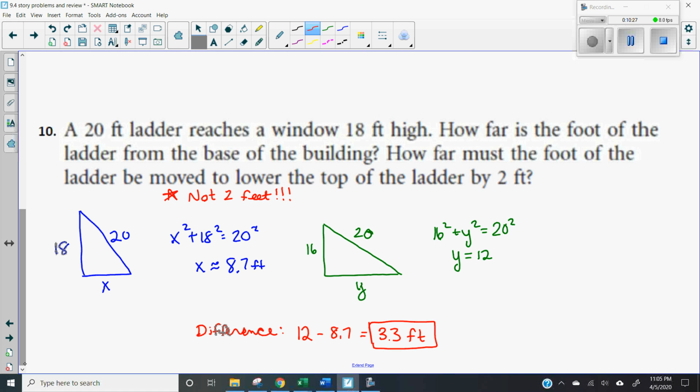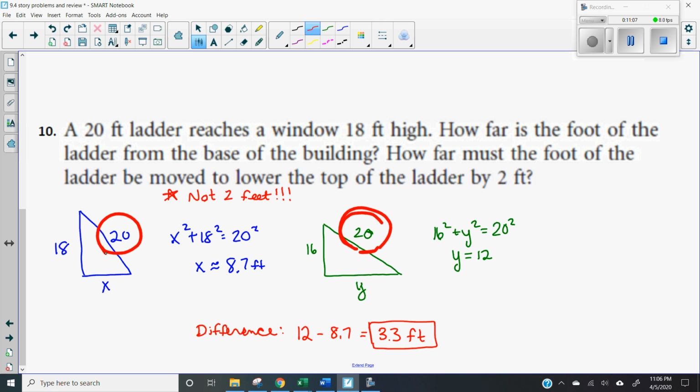And then number 10 starts out with a 20-foot ladder reaching 18 feet high. How far does it move if the ladder is lowered by 2 feet? Okay, so slightly different setup than the last one. We get, with our just original Pythagorean theorem problem, 8.7 feet. And I would just start right away. Just think about that first triangle, figure out the distance the base is from the building, and then just redraw your second triangle, keeping in mind, this is important here, that this is still 20. That ladder does not change its length.